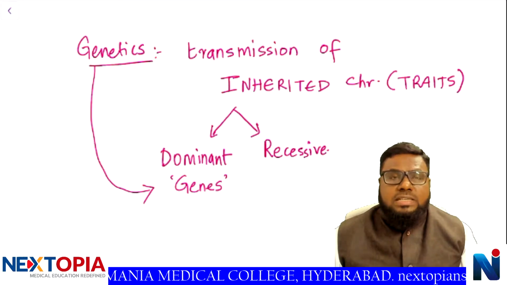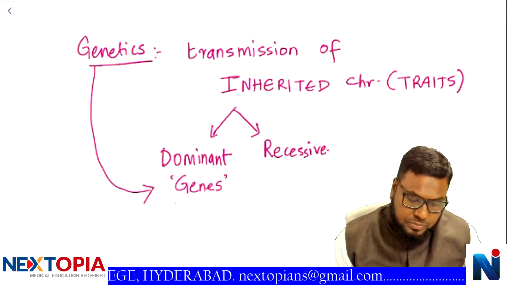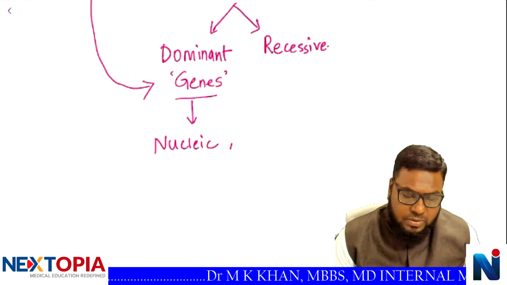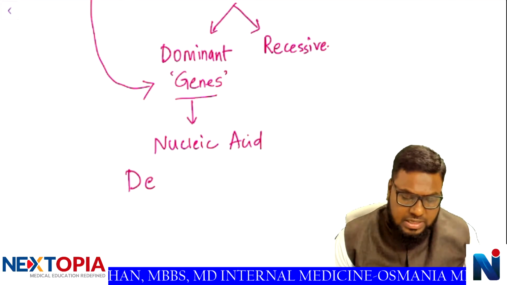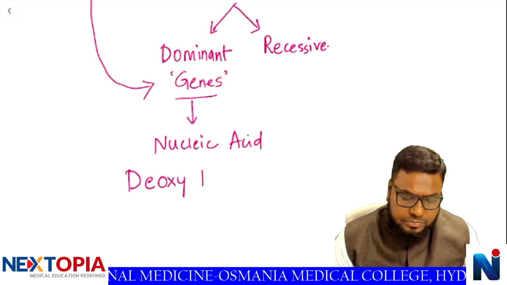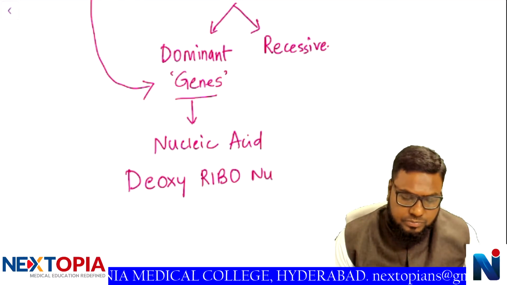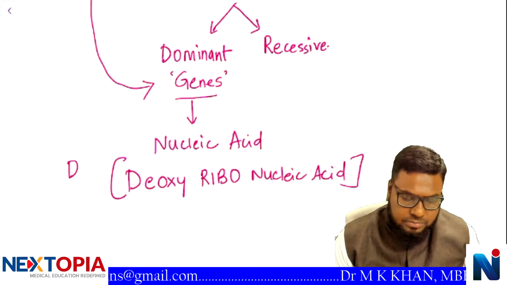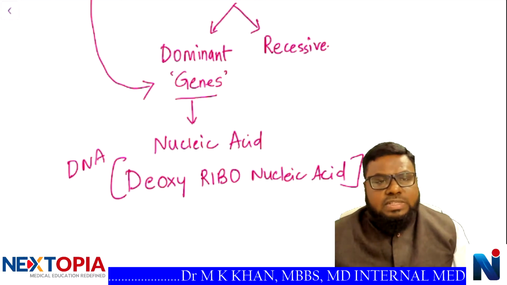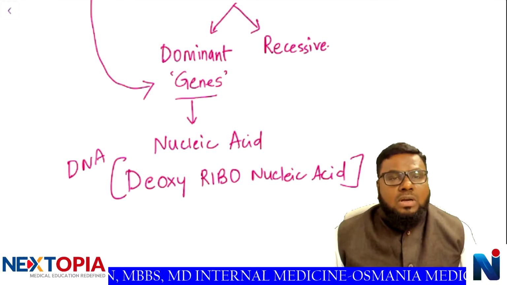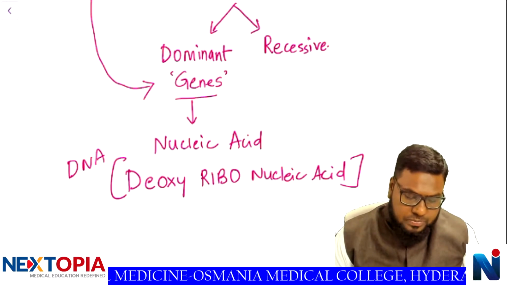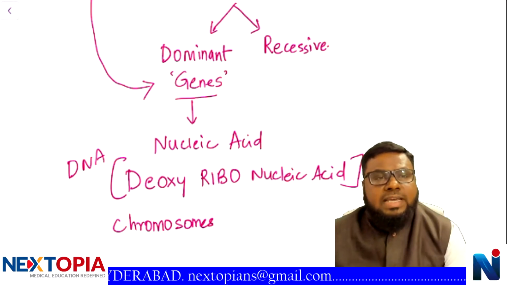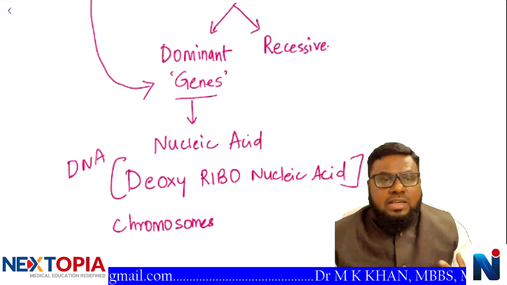Now you may wonder, sir, what is a gene? Please remember, genes are made up of nucleic acids. What are the nucleic acids? We are talking about deoxyribonucleic acid, that is the DNA. The nucleus of a cell is made up of this DNA, and it contains chromosomes. The genes are structured in the DNA. We are calling it chromosomes.